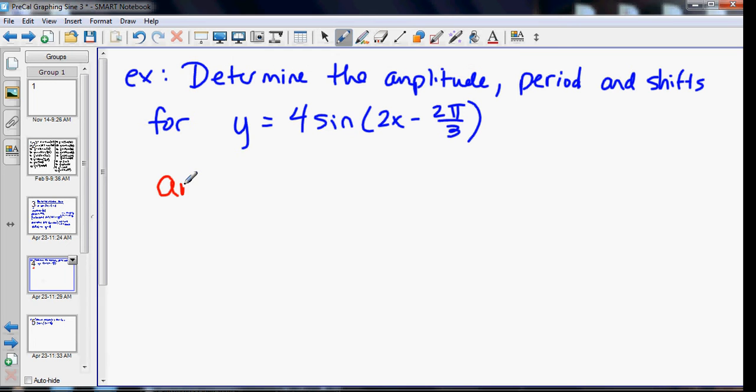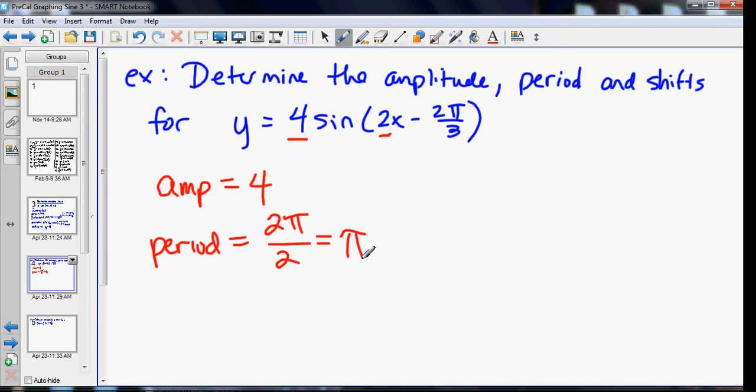But now we see we have this C. It's a C because it's inside the parentheses. C is anything added or subtracted inside the parentheses. D is anything added or subtracted outside the parentheses. So here we are subtracting. So if you remember, subtracting means we're moving to the right.